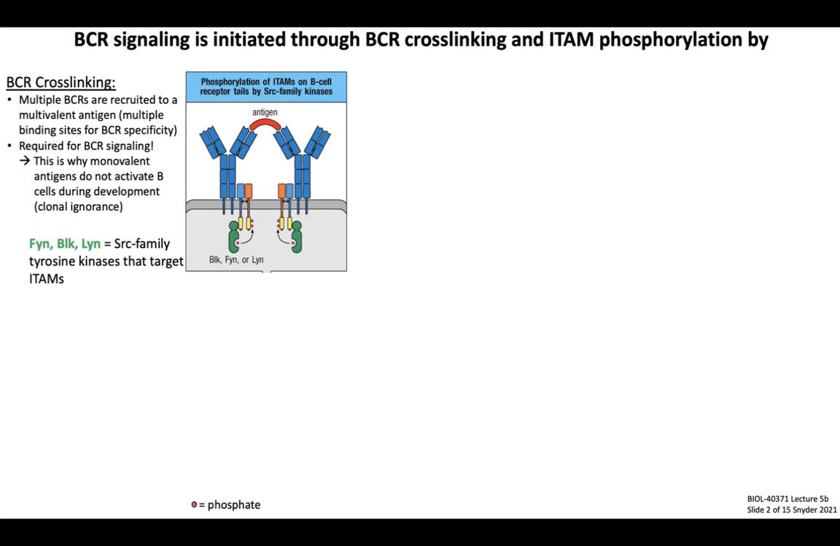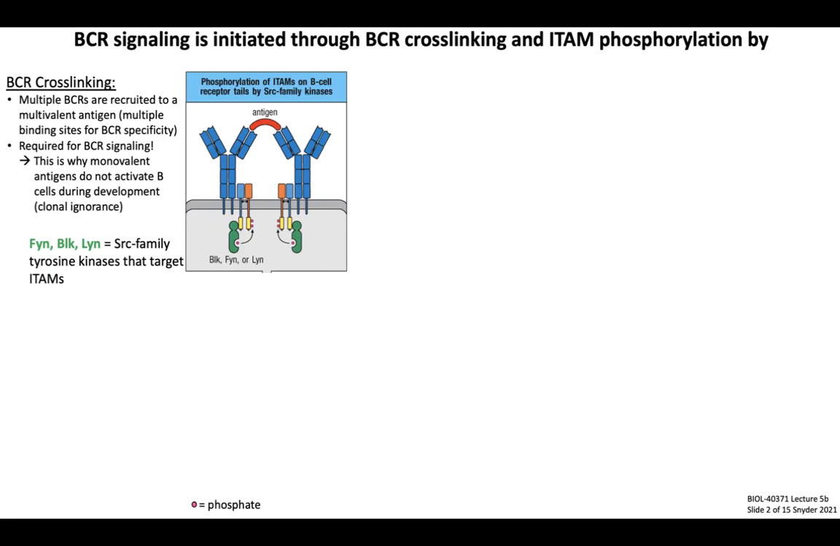B cell signaling starts with a process called BCR cross-linking, which we briefly referenced in the last lecture. Cross-linking occurs when multiple BCRs are brought in close proximity to one another, and this is done by a multivalent antigen, which again is an antigen that has multiple binding sites for the same BCR specificity. Cross-linking of multiple BCR molecules is required for BCR signaling, which explains why weak affinity or monovalent antigens that are encountered during development do not stimulate the BCR, and this leads to the generation of clonally ignorant B cell clones.